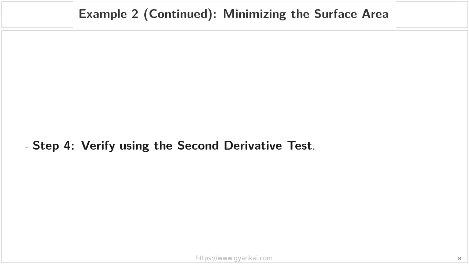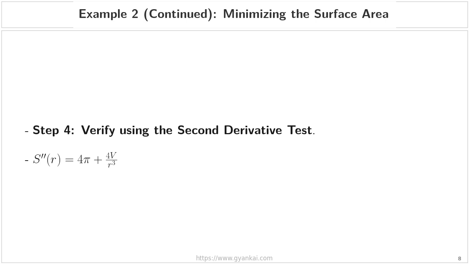Example 2, continued, minimizing the surface area. Now that we have identified the critical point in the previous slide, we must ensure that this value actually represents a minimum surface area and not a maximum. To do this, we proceed to step 4, verifying our result using the second derivative test.